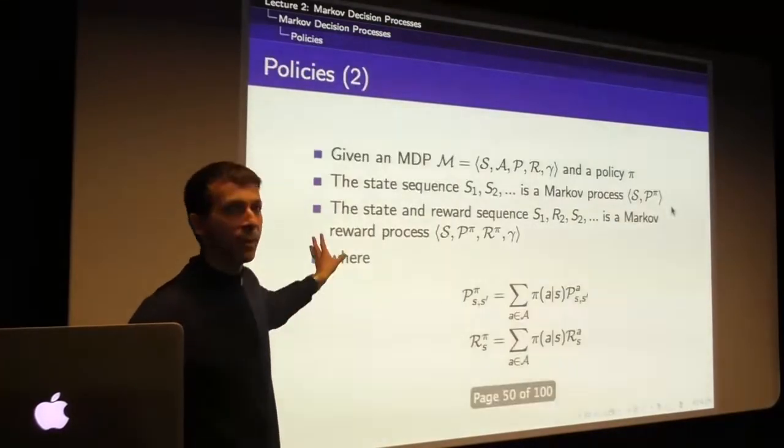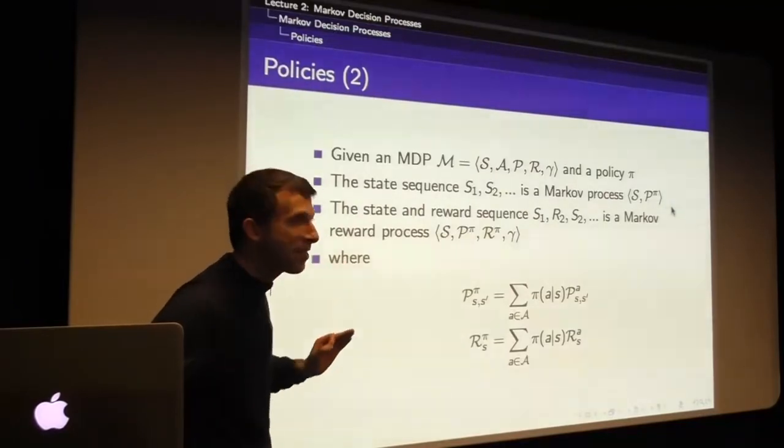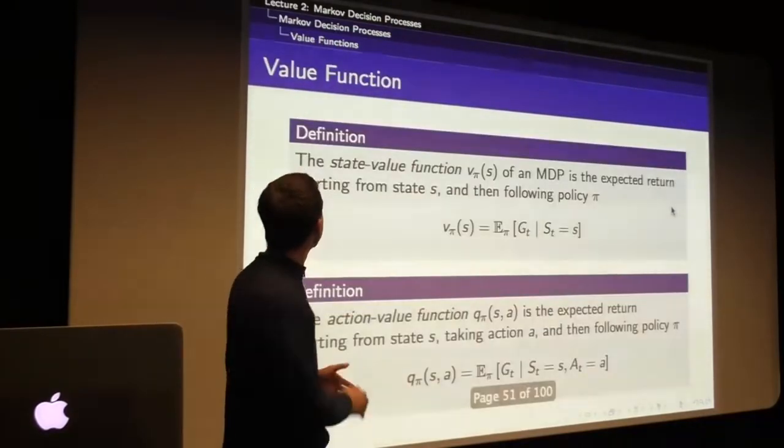This is just a useful point. It's not central. So you can come back to this and think about it offline if you like.